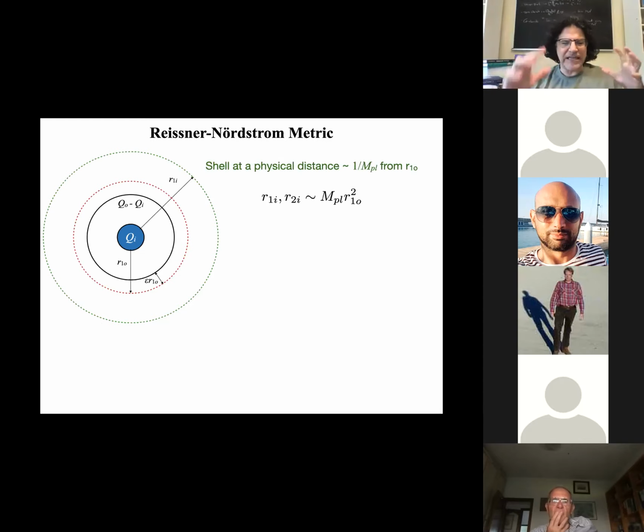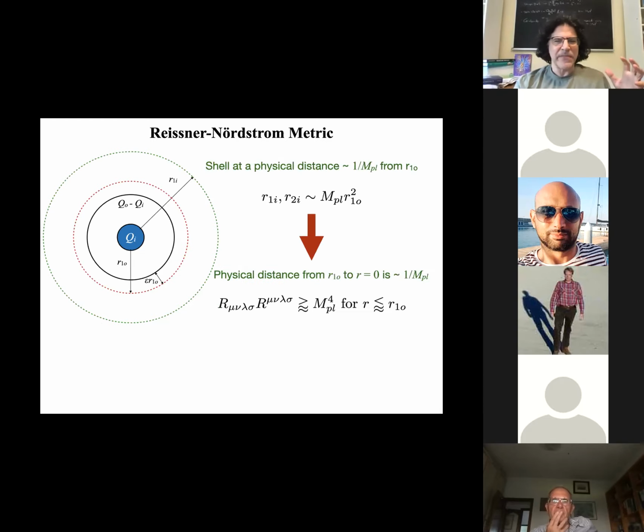By setting the shell right at the inner horizon, a Planck length away, we can ask what the interior of the black hole, or the interior of this object, looks like inside of the shell. If you calculate the physical distance between the shell and the singularity, even though coordinate-wise this seems to be a long distance, it turns out that the physical distance between the shell and r equals 0 is also a Planck length. And the curvature invariants inside, say Riemann squared, are of order Planckian. They're all, whatever the dimension is, in Planck units, order 1 or greater as you go to r equals 0.